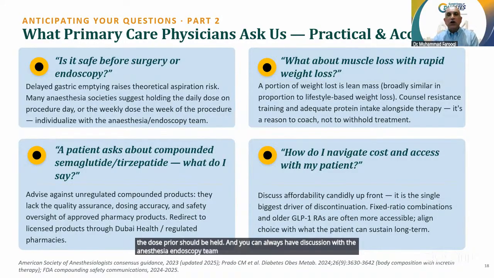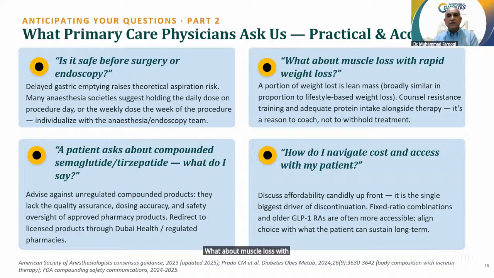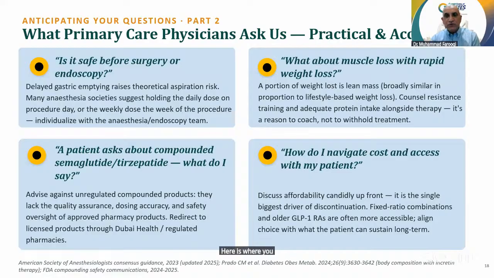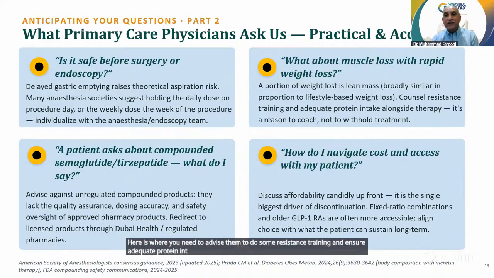What about muscle loss with rapid weight loss? We do know that a portion of the weight loss is lean mass, broadly similar to what you see in lifestyle-based weight loss in patients. So here is where you need to advise them to do some resistance training and ensure adequate protein intake alongside therapy, which you saw in the last talk as well.